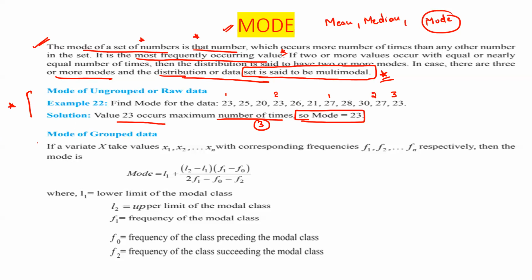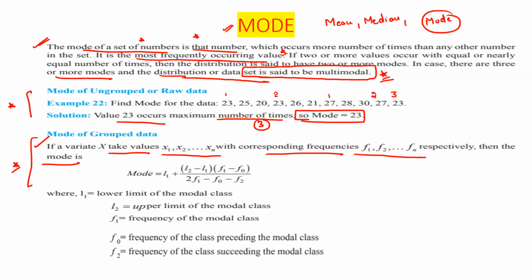If a variate x takes values x1, x2 up to xn with the corresponding frequencies f1, f2 till fn respectively, then what is the value of the mode?